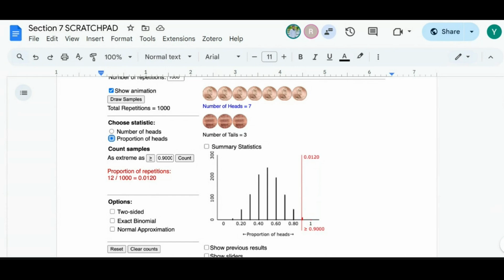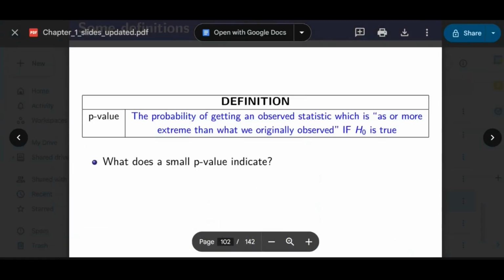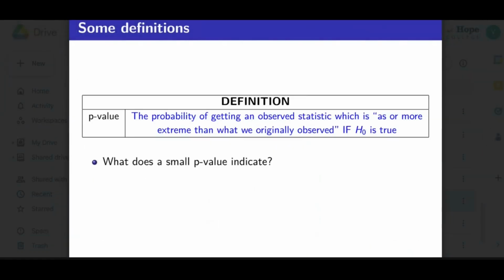And what is this? How many cases are more extreme than what you saw? That's the p-value. So, in words, it is the probability of getting an observed statistic that is as or more extreme than originally observed if the null is true. It's very long, but it's very important. It's a probability.